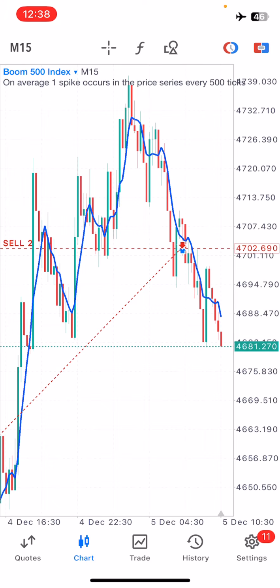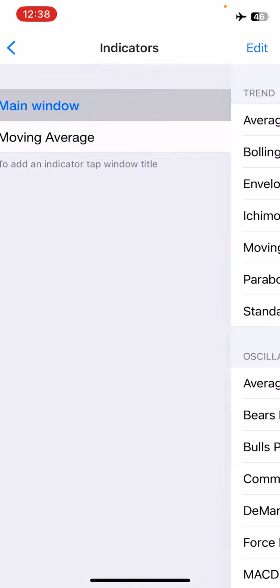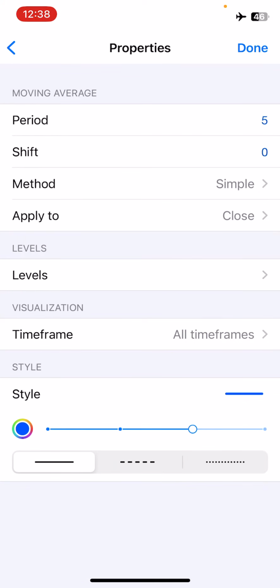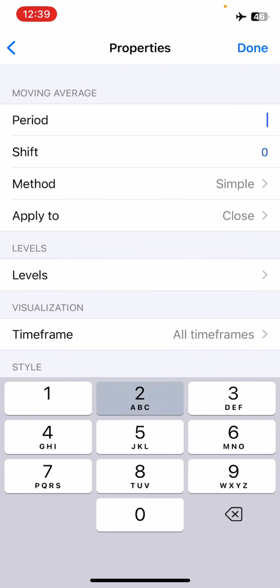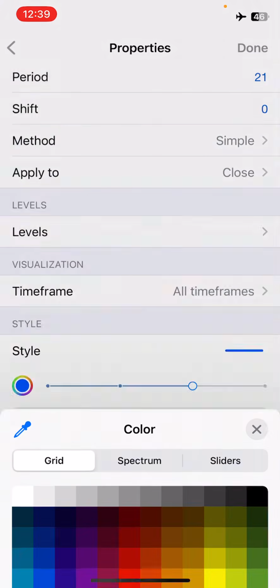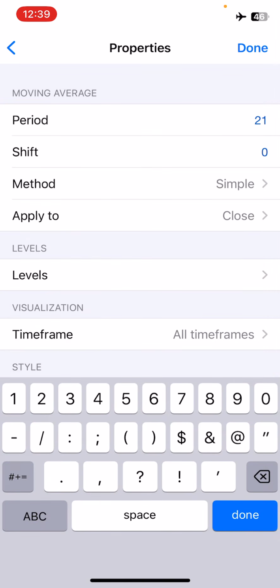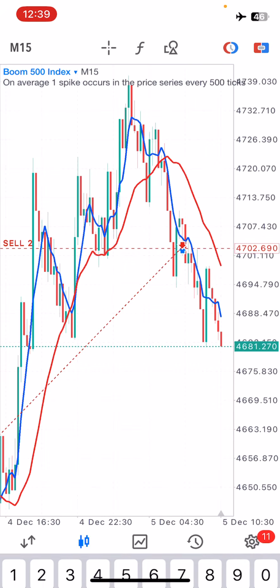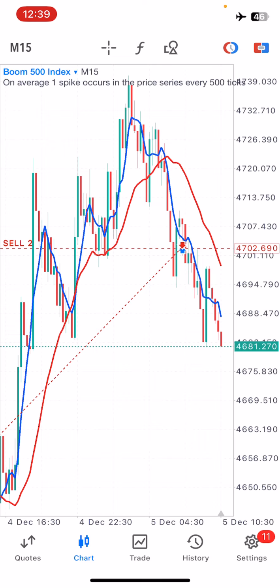Okay, moving on, we need to add another indicator. This time again, we're still adding a moving average, but this time the period and the properties are going to change. We're going to have a period of 21, a shift of 0, a method of simple, apply to close, and again all time frames on visualization. I'm going to change this color to a red color. Then click done, and as you can see, we now have the red and blue lines on our charts.